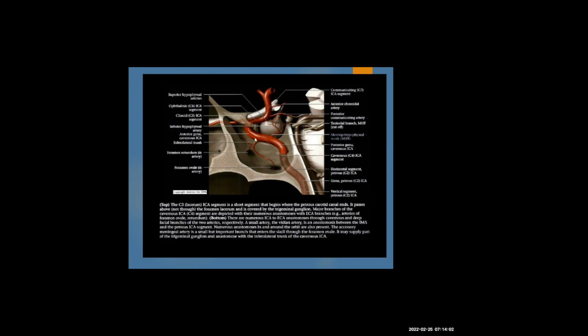And then as you move a little bit more distal on the C4 segment, you have the anterior genu, and then you have this ascending vertical segment. And you can see that this is the subclinoid component of the cavernous segment because here you have the clinoid process right here.